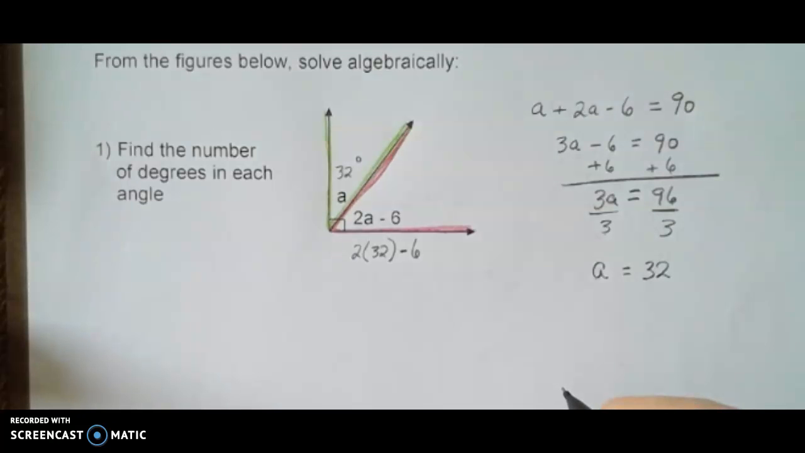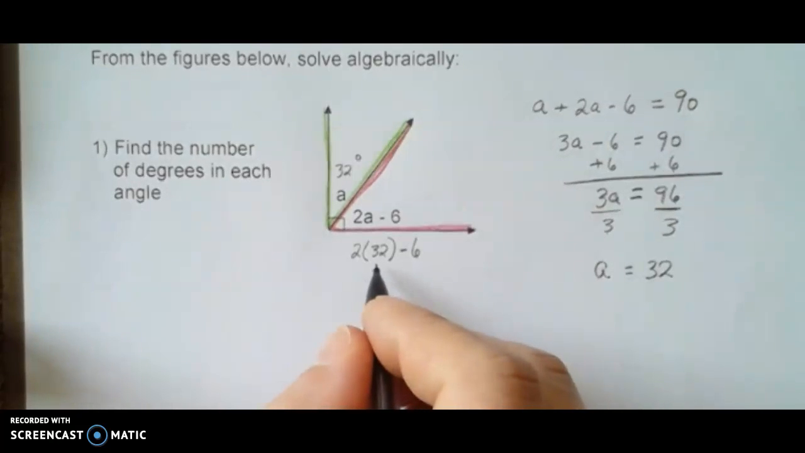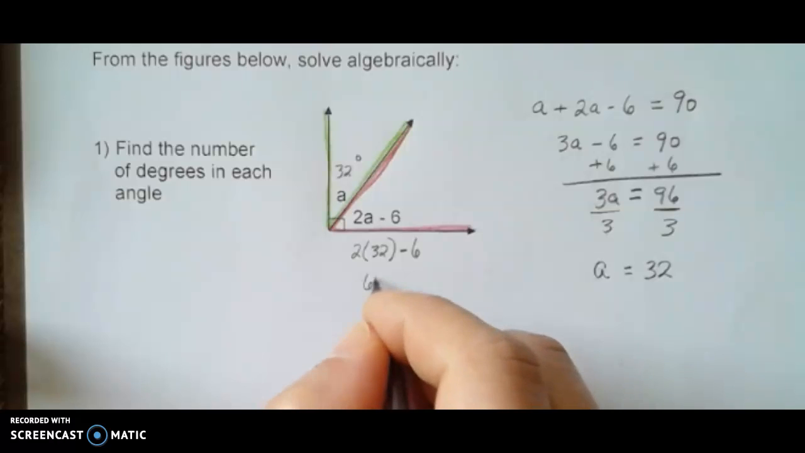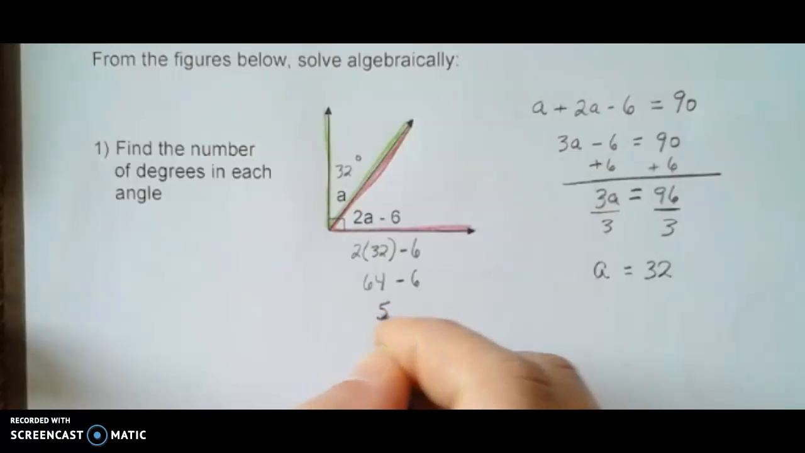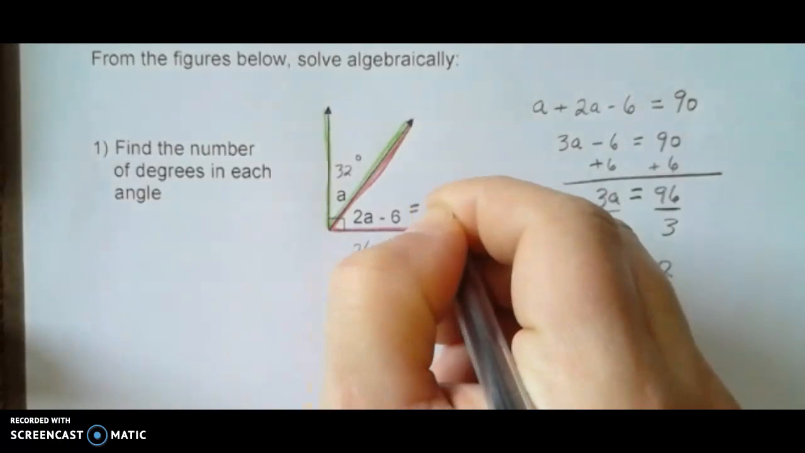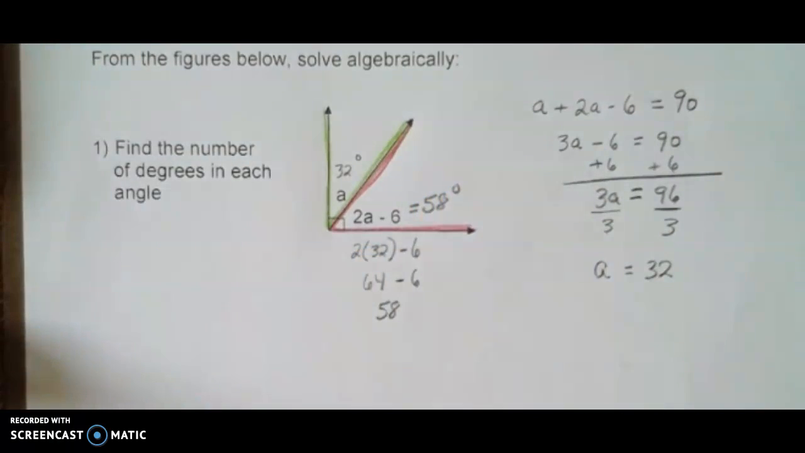And now follow your order of operations. We'll multiply first. 2 times 32 is 64. And when you subtract 6 from 64, that leaves you with 58. So this angle is a 58-degree angle.